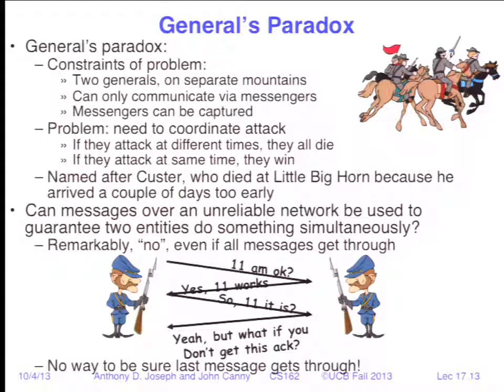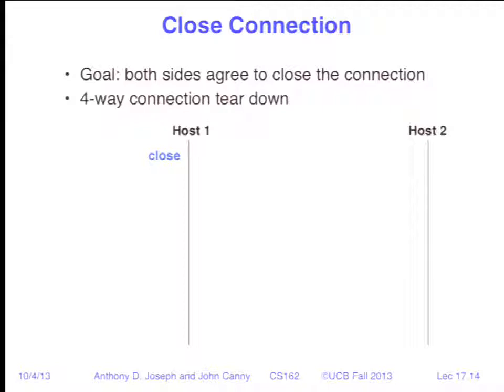Right, so why did I take this divergent path and start talking about the general's paradox? Because this is exactly the situation we run into with trying to close the connection. We don't know if that message we sent through saying let's close the connection actually got through. Now, because we don't want it to take an infinite amount of time to try and close our connections, we take a shortcut and we simplify it. It'll work in almost all cases, but not all cases.